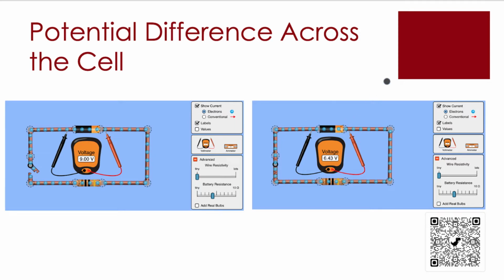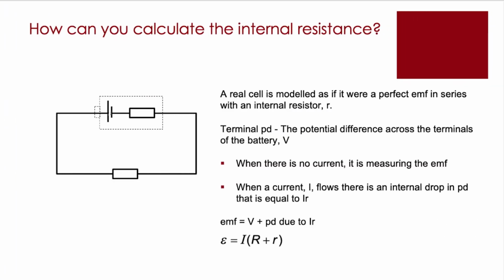As soon as the current starts to flow, not all of my energy will be able to be used in the external circuit. Now you can see here that I have a battery resistance. That's the internal resistance I'm talking about. It's set at 4 ohms. We'll come back to that later. And I have here a 9-volt battery. So how would I be able to calculate that 4 ohms, that internal resistance?